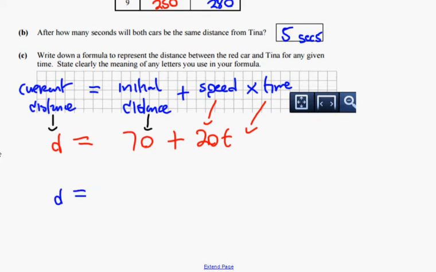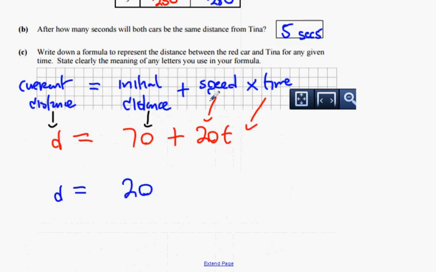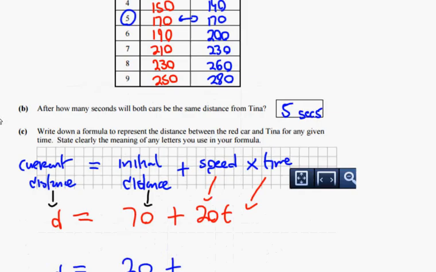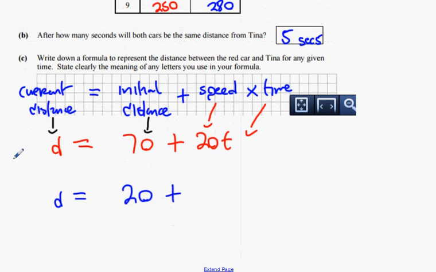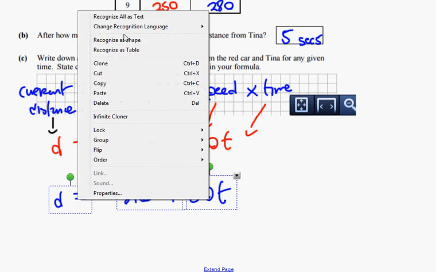Now what is the initial distance of the blue car away? The blue car is 20 meters away. How fast is the blue car going? Blue car is going 30, and the time is the same. So this here is going to be our formula for the blue car. Okay, so that's it there.